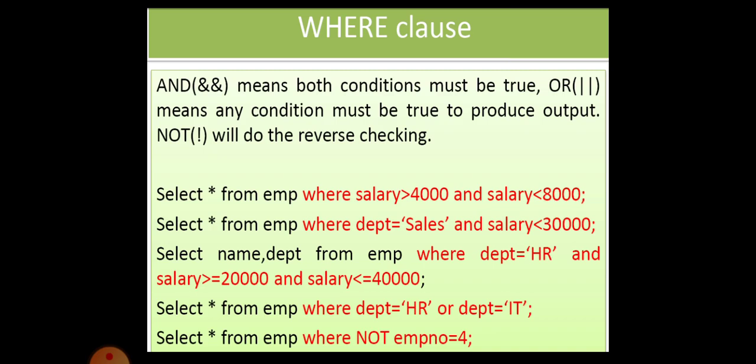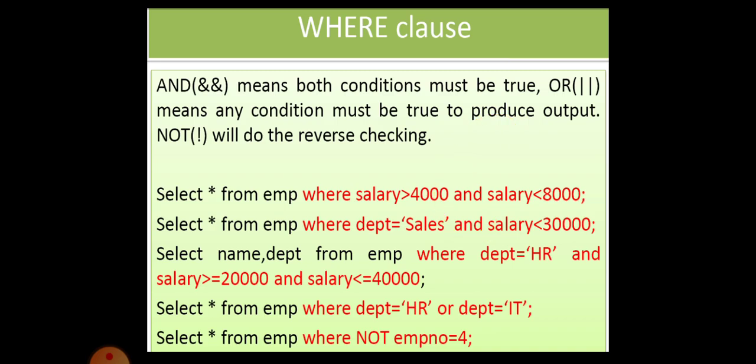Look at the next example. Where department is sales and salary is 30,000. Here we are giving 2 columns for checking. So the compiler needs to check that department must be sales and salary must be 30,000. Then only it will fetch the record. Otherwise it will omit. Both the conditions must become true because we have used and.